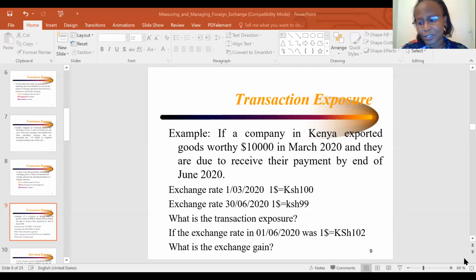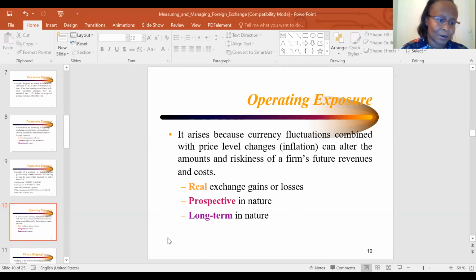The third kind of exposure is what we call economic exposure or operating exposure. Some books will call it economic, others will call it cash flow. The best way to explain economic exposure is for someone who does cash flow projections. You are projecting that this amount you'll make, but it's affected by changes in exchange rate.